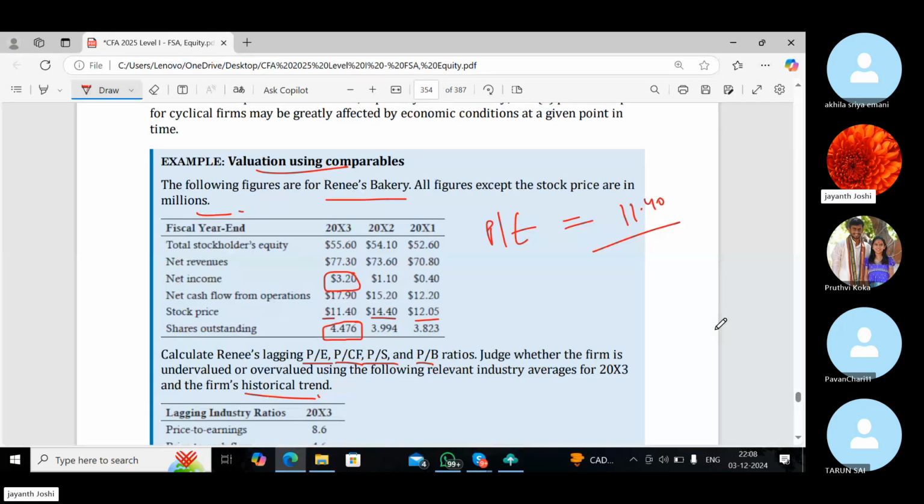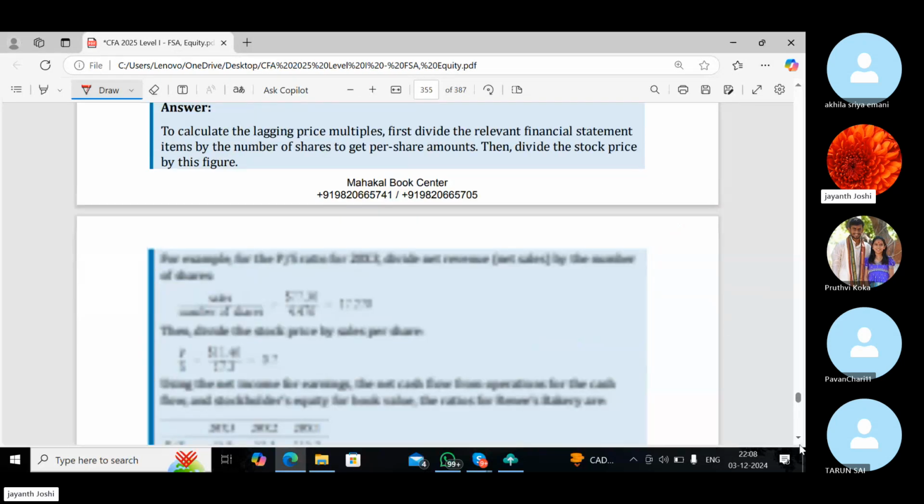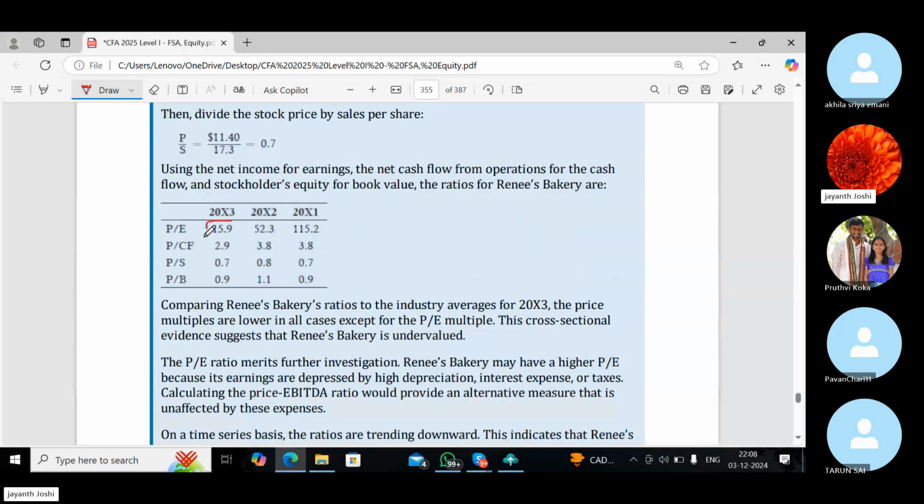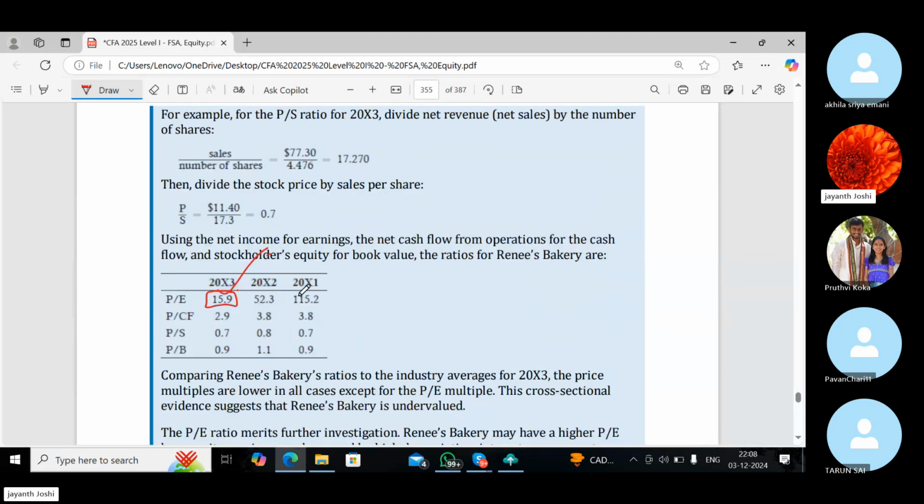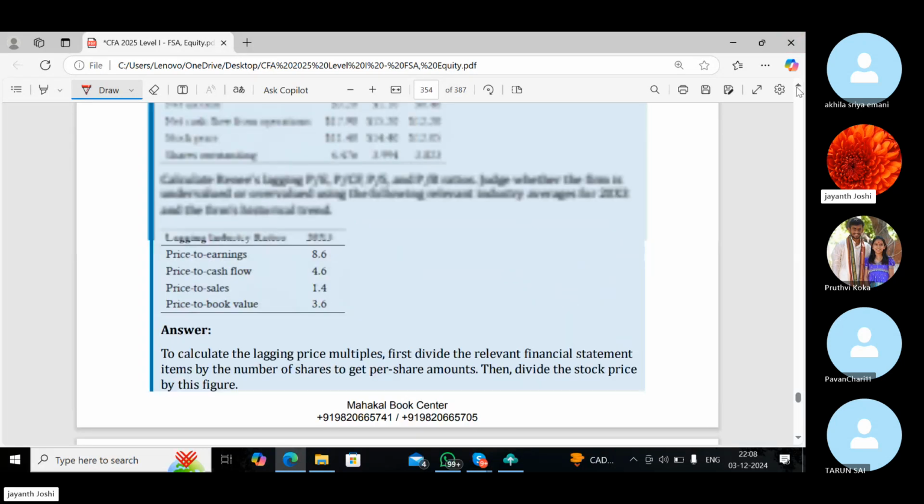You'll get 0.714. So 11.40 divided by 0.714, you'll get 15.9 or 16 something. Yeah, the price to earnings ratio for 2003 is 15.9. Like that, you can calculate the ratios of all the years. Okay, so price to earnings I have done for you.